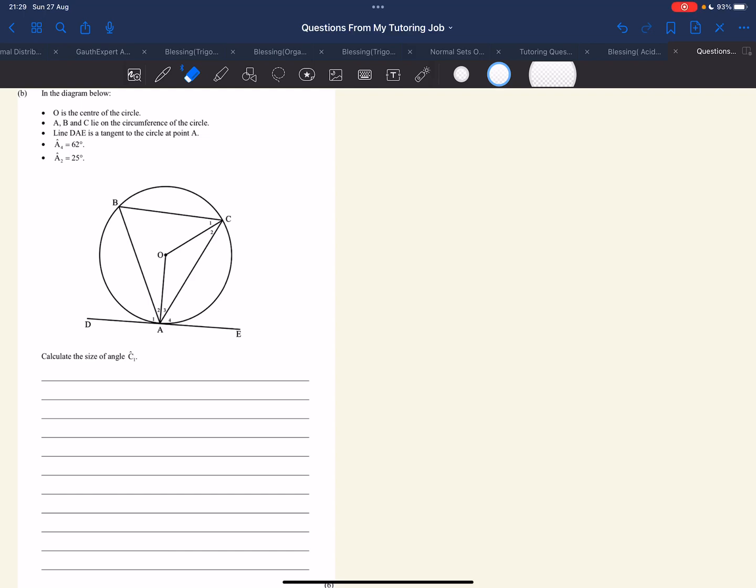Okay, right now in question B, they say that in the diagram below, O is the center of the circle, A, B and C lie on the circumference of the circle. Line DAE is a tangent to the circle at point A, and angle A4 is 62 degrees, and angle A2 is 25 degrees. Now, in the question, they say to calculate the size of angle C1.